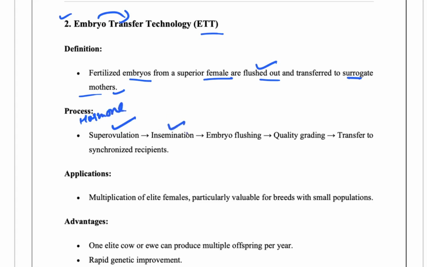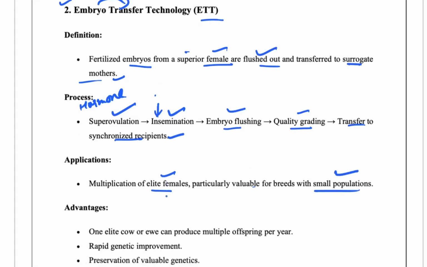Then there is insemination. Again, you can have the required semen, the desired one, with the required characters. Then embryos are taken out from the superior female. Then the quality will be checked and it is transferred to the synchronized recipient. The recipient needs to be in synchrony with the cycle of this female also, right? Then the application of this procedure is the multiplication of elite females, particularly valuable for breeding with small populations, because it is a female based concept. So you will be multiplying the elite females, right?